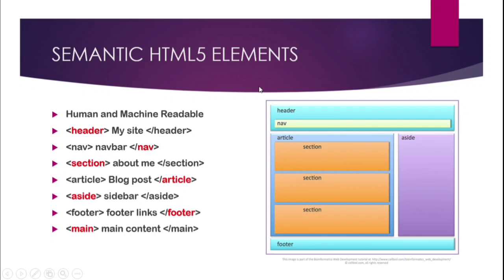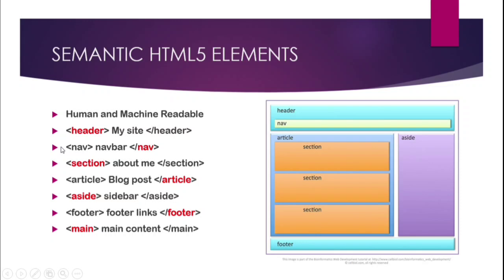So next we have the semantic HTML5 elements. What is this semantic? Semantic means human and machine readable. So we can understand the information, at the same time the machine can also understand what tags we are mentioning here. We can see header. Header is nothing but the topmost part of any website. So it is one of the human understandable code, right? Here I'm using my site name in the header.